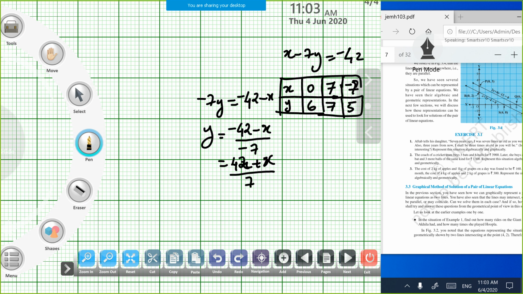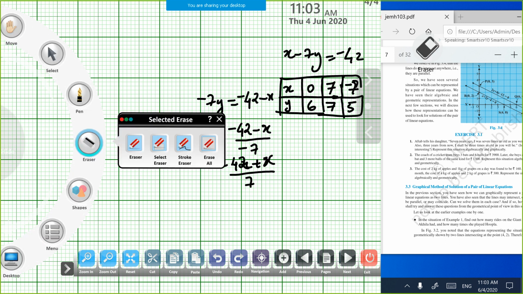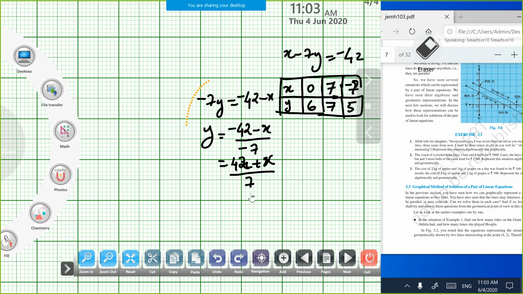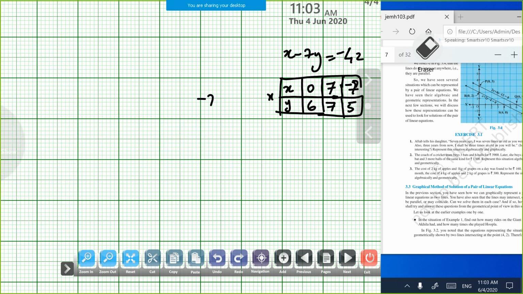First you form the coordinates of the first equation, that is x is equal to 0, y equal to 6; x is equal to 7, y equal to 7; x is equal to minus 7, y equal to 5.